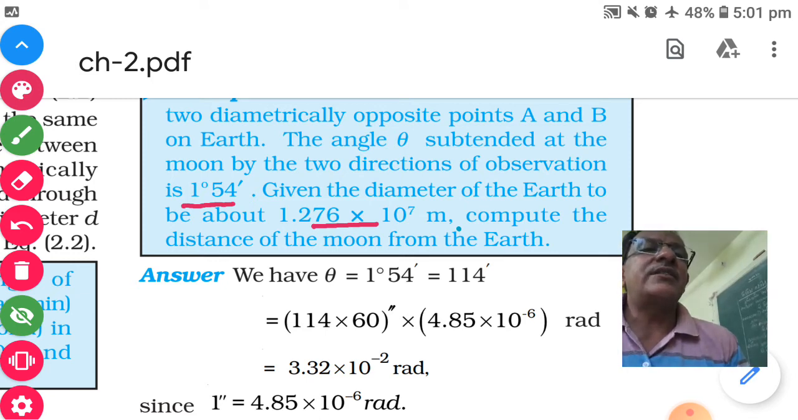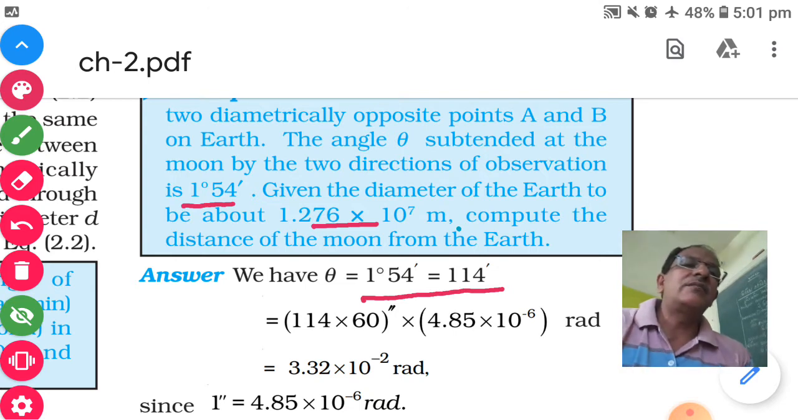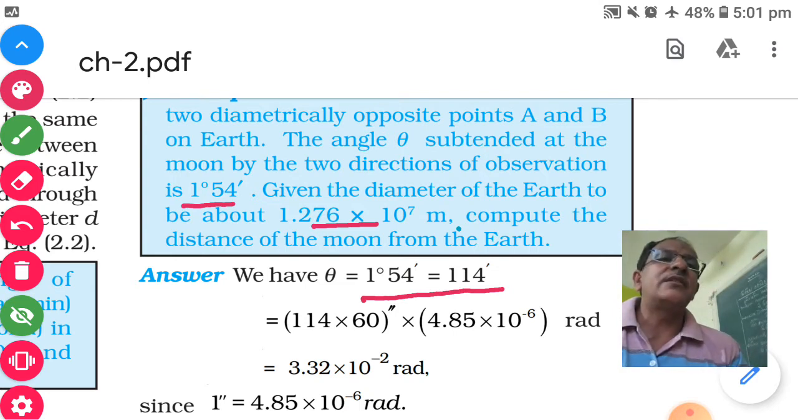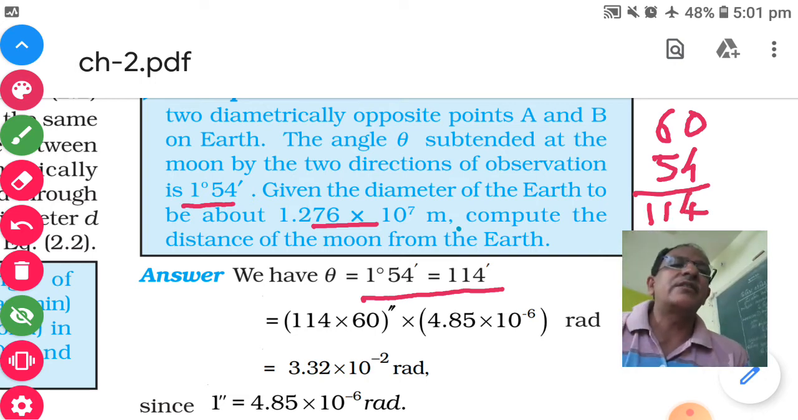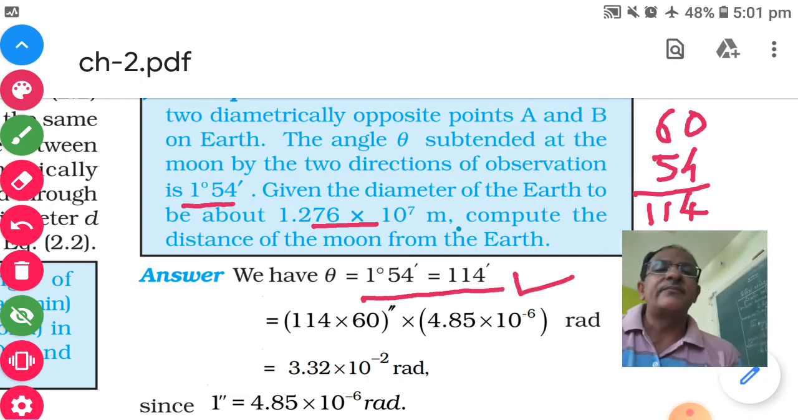Now theta is given. Theta is 1 degree 54 minutes. So first of all, everything is converted into one particular unit. Now 1 degree is 60 minutes. Try to understand. 1 degree is 60 minutes plus 54 minutes, which is given. So in total it becomes 114 minutes.